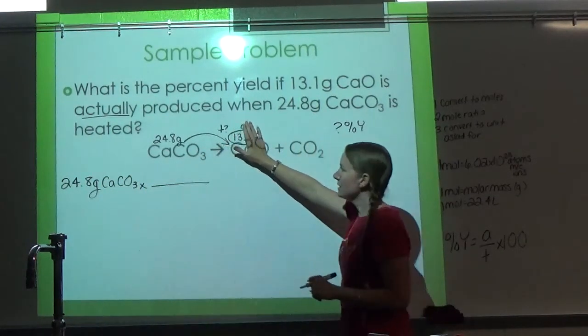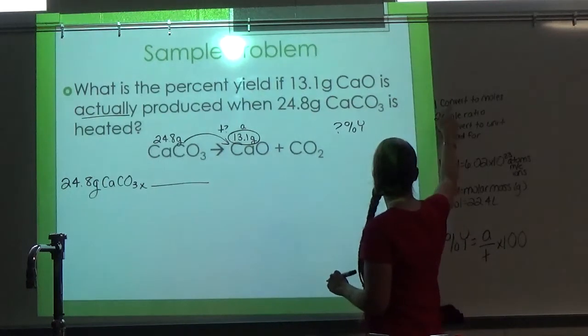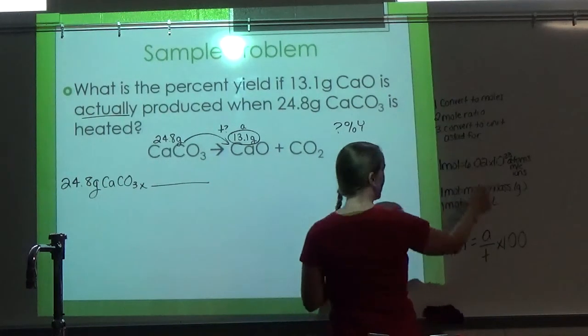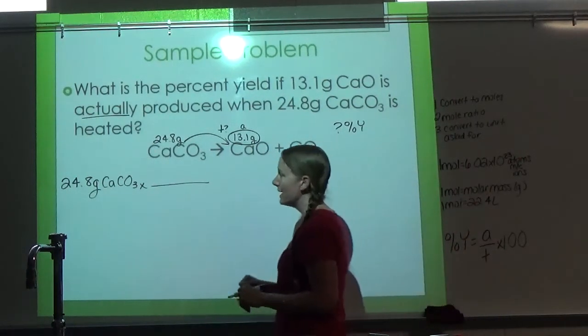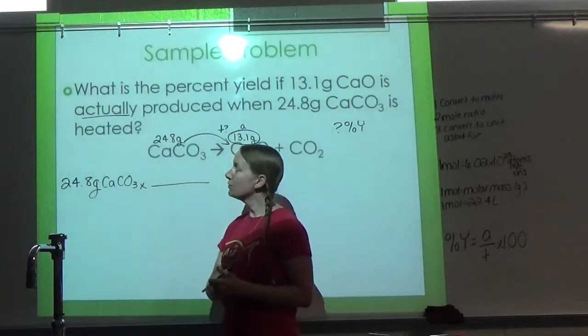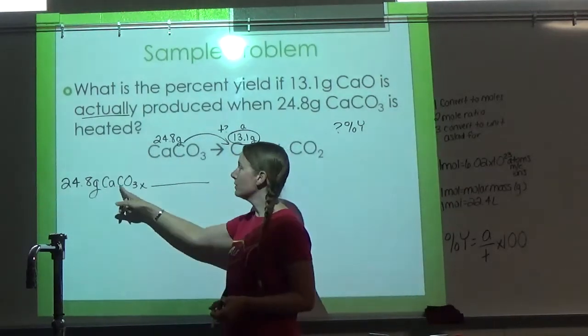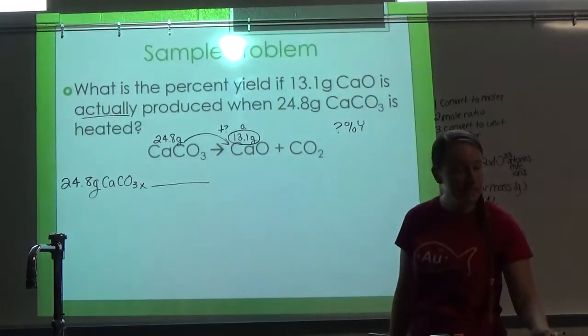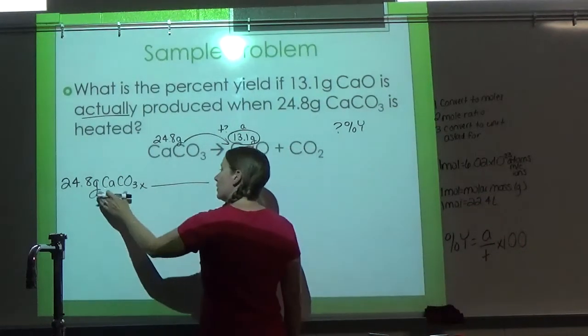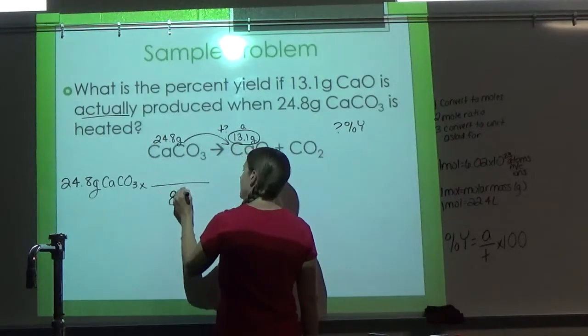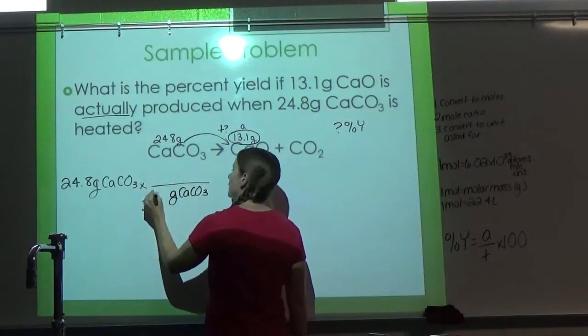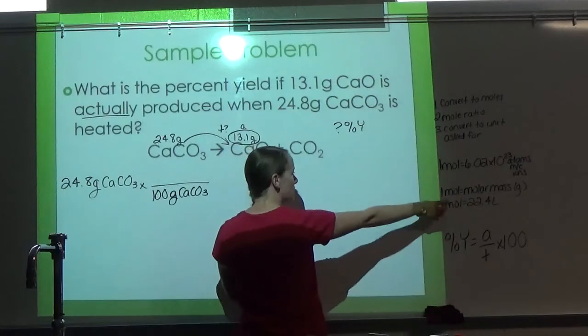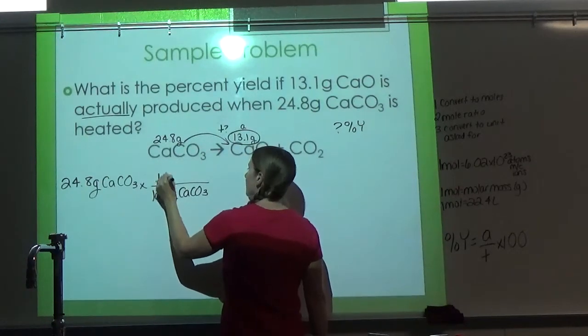So don't worry about any of this right now. Let's just focus on our 3 steps. Step 1 is convert to moles. I gave you grams, so you're going to do molar mass. So you add up CaCO3 off the periodic table. So it's 40 plus 12 plus 16 times 3, and that gives us 100. So I follow my golden rule and put grams of CaCO3 on bottom, and it's 100 like we just added up. And remember, molar mass always equals 1 mole.